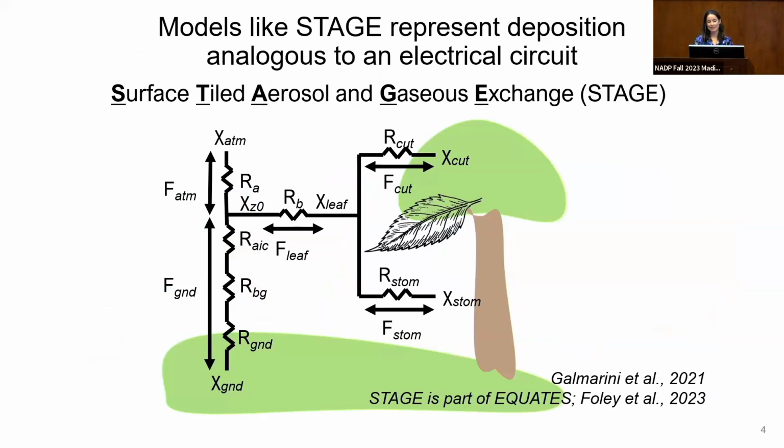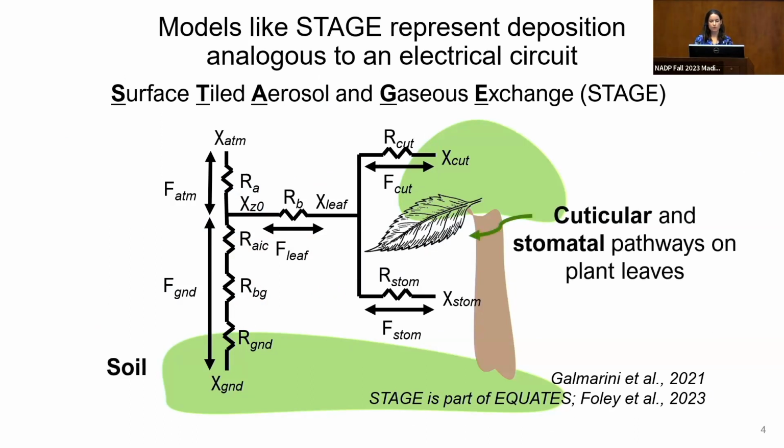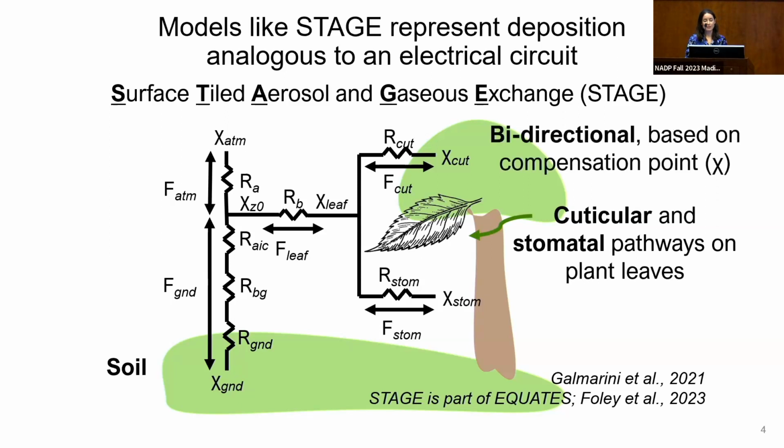Here you can see fluxes to various pathways represented either in parallel or in series. In this case, we have soil and plant, leaf cuticle, and stomatal pathways. Mentioning also, as Lily very nicely introduced, that ammonia's dry deposition is bidirectional, and whether it deposits or is emitted is based on a compensation point.